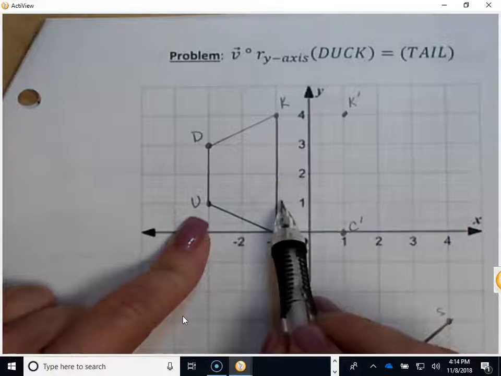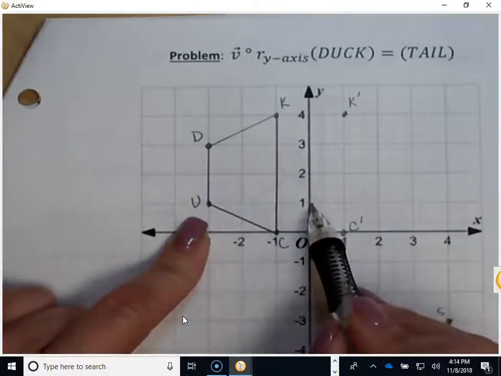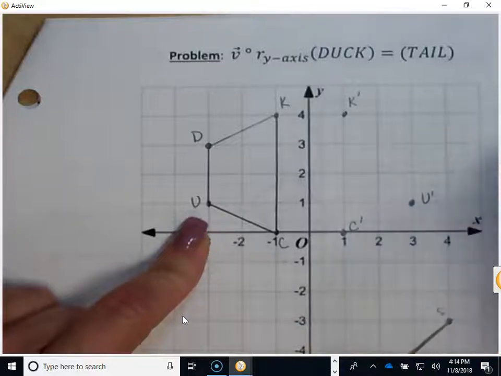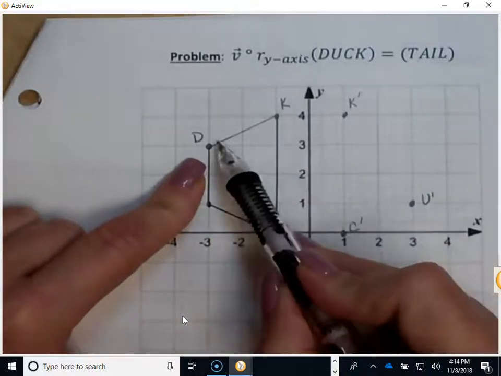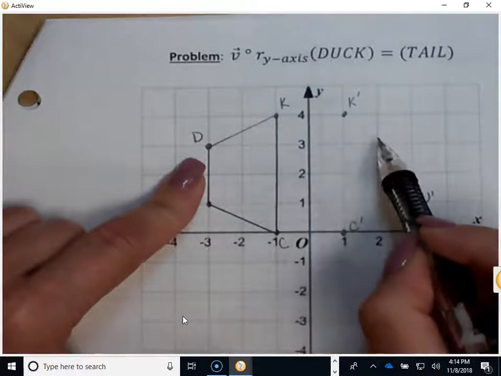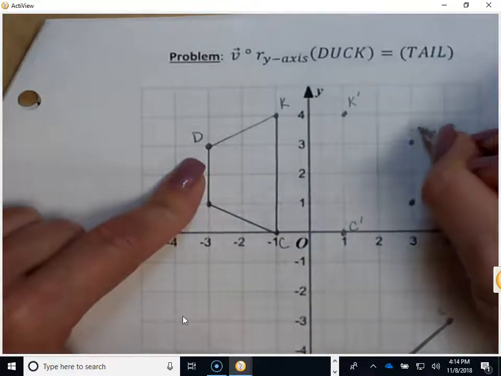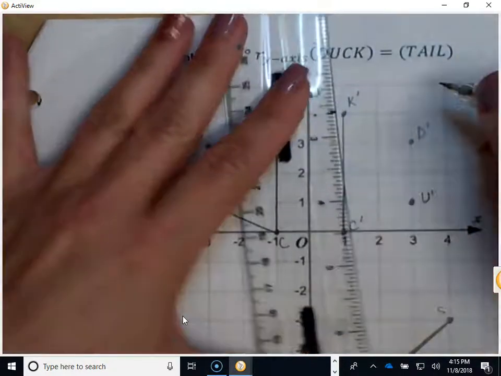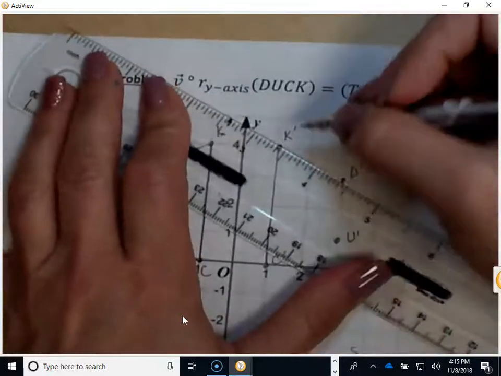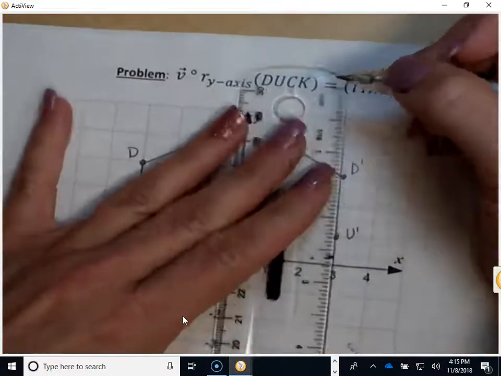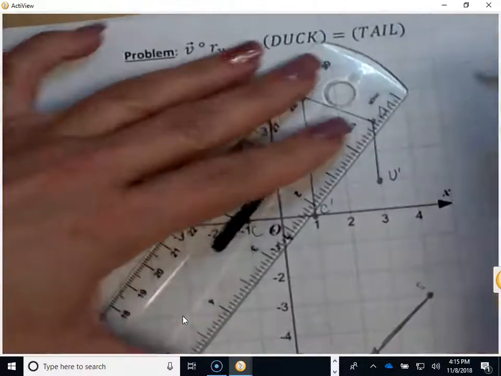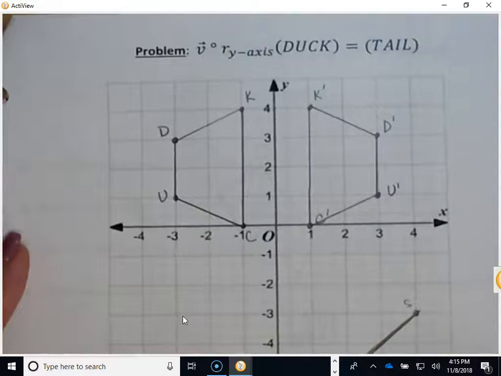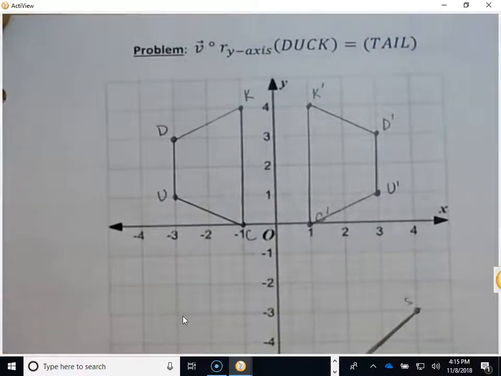U is 1, 2, 3 to the left of the y-axis, so we're going to go 1, 2, 3 to the right of the y-axis to get U prime. And then D, 1, 2, 3 to the left of the y-axis, so 1, 2, 3 to the right of the y-axis. And there's our D prime. Connect those four so we can see our reflection. All right, so there's our image reflected across the y-axis. Now we can do our vector.